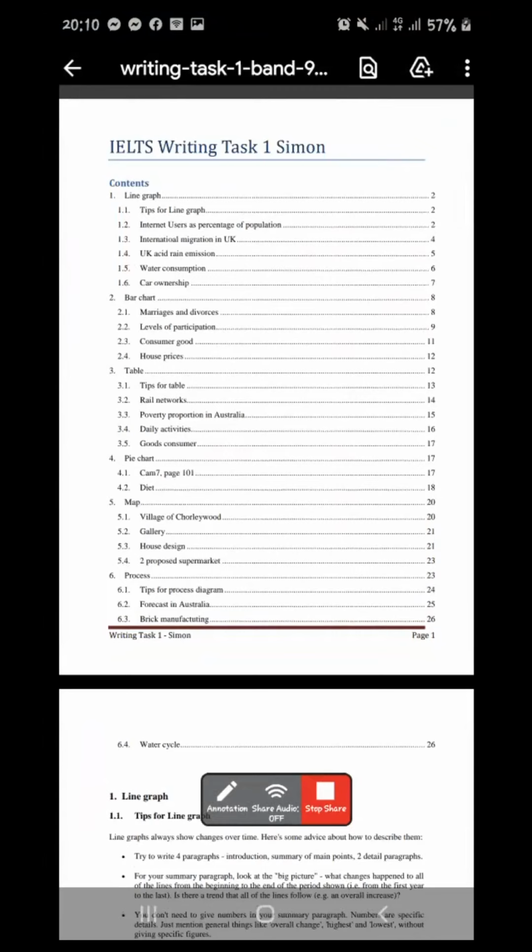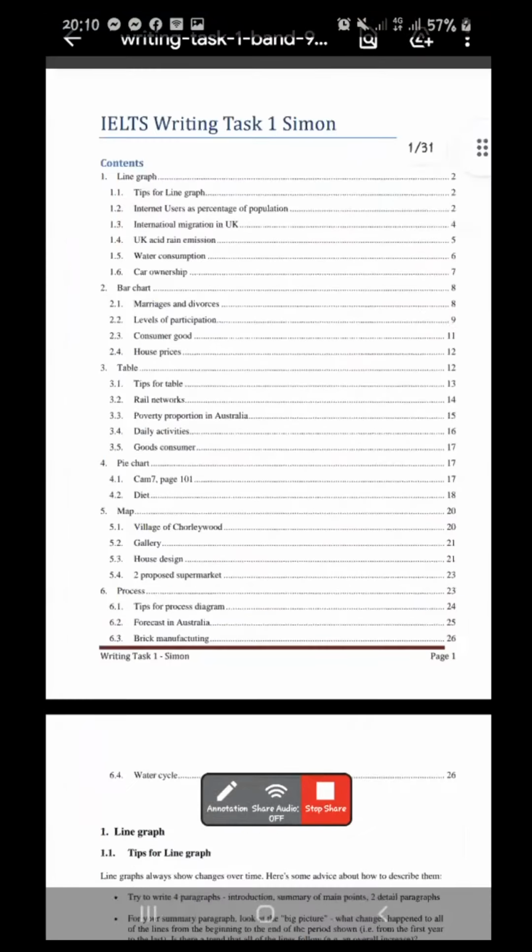Now, for IELTS Writing Task 1, there are a lot of things that you need to know about, for instance, a line graph, a bar chart, a table, a pie chart, a map, a process. So what is a line graph? There are certain tips that I would like to share, and they will be quite useful.